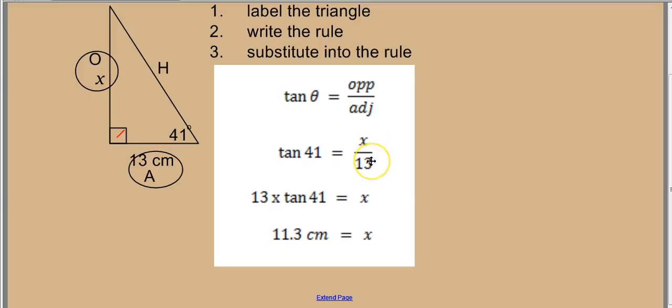And if we want to get rid of it, we need to do the opposite. So we need to multiply 13. We need to multiply it on the other side. So here I have it multiplied on the other side, 13 times tan 41.